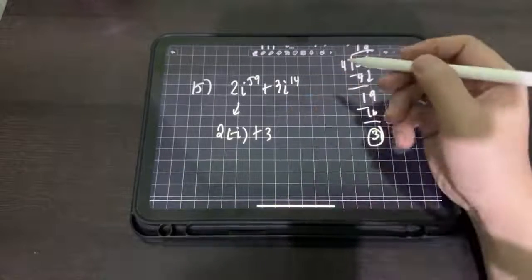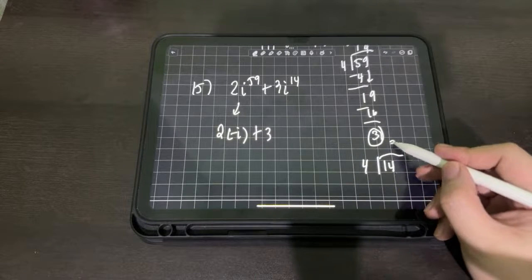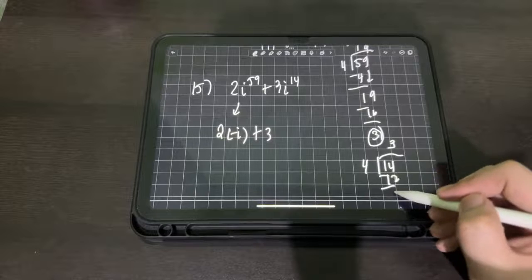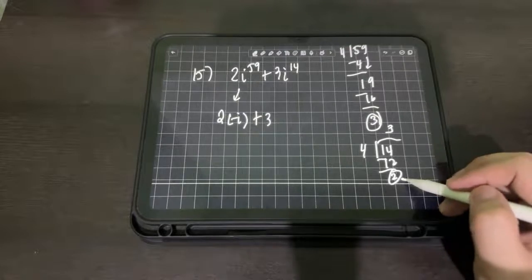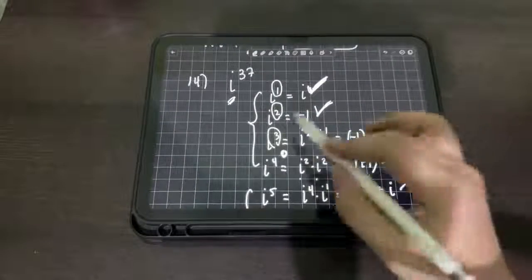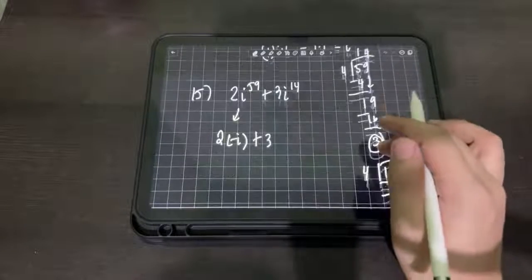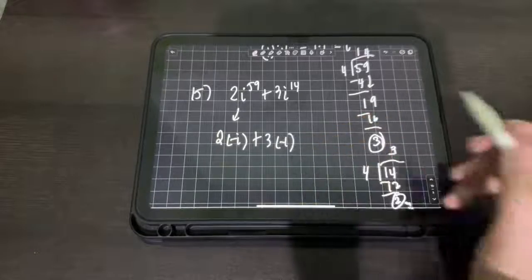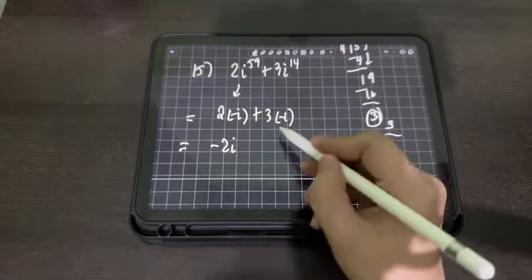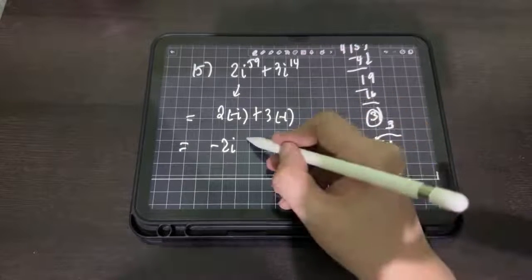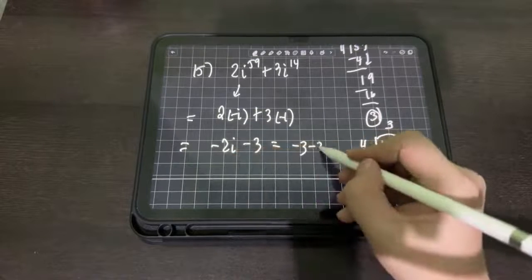Plus 3 i to the 14. So, what is 14? Let's divide again by 4. Obviously, that's just 3, remainder 2. So therefore, the remainder is 2. When the remainder is 2, it's equivalent to negative 1. Simplifying, we will have 2 times negative i, negative 2i. Then 3 times negative 1, negative 3. Or writing first the real part, we will have negative 3 minus 2i.